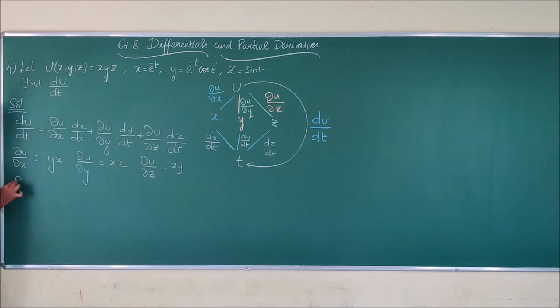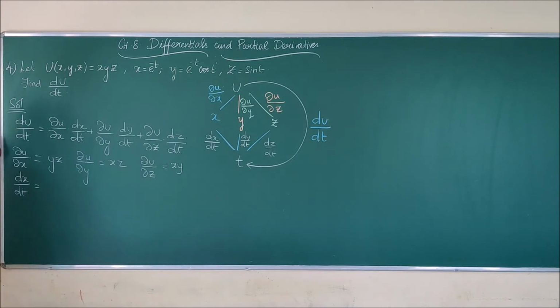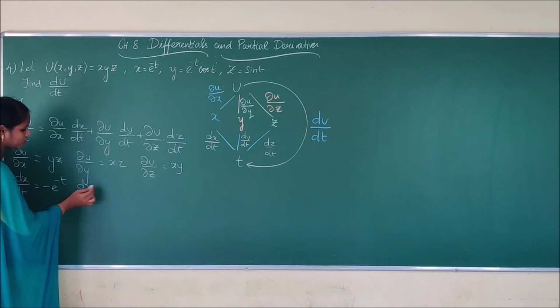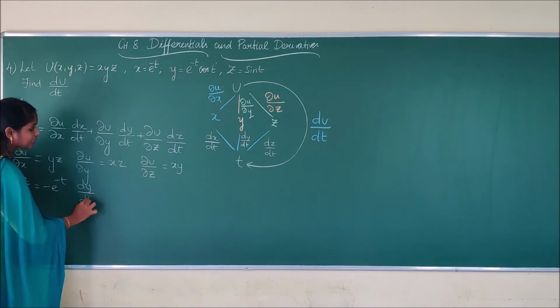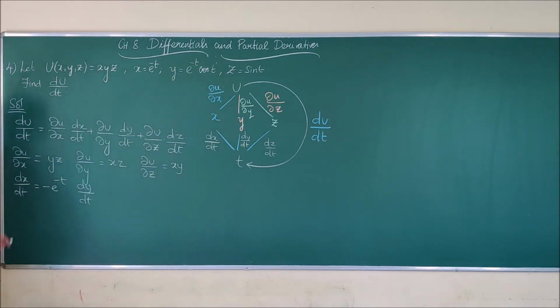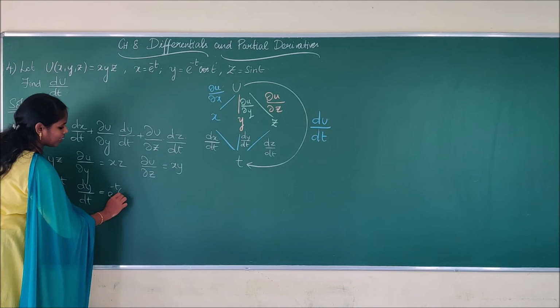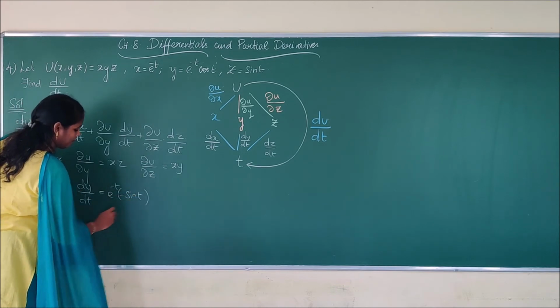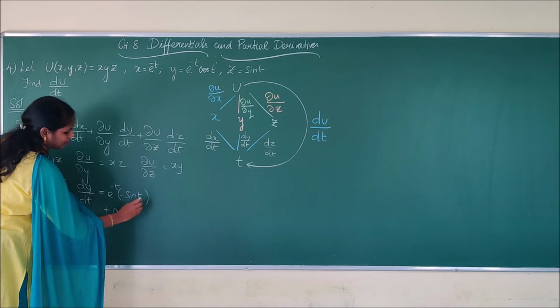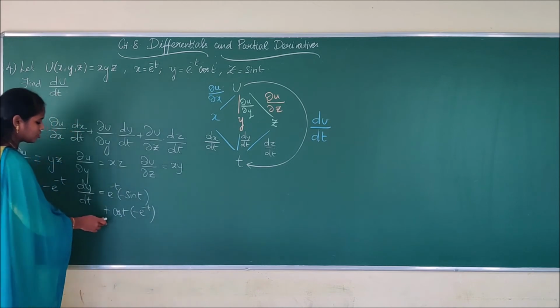Now we are going to find the value of dx by dt. Here I have x equal to e power minus t. The derivative of e power minus t is minus e power minus t. And what is my dy by dt? I have e power minus t into cos t. Both are in t, so we have to make use of the product rule. First I keep e power minus t as such; when I differentiate cos t, I get minus sin t. Plus cos t as such; when we differentiate e power minus t, I get minus e power minus t. So this is my dy by dt.